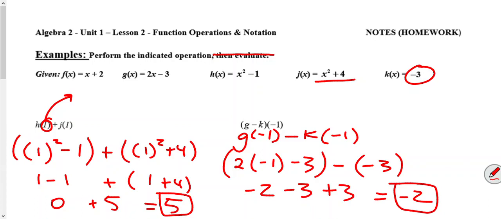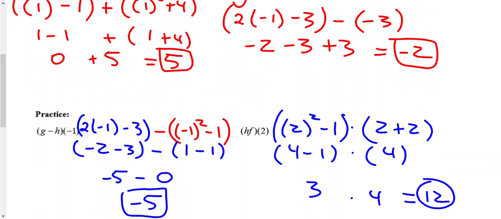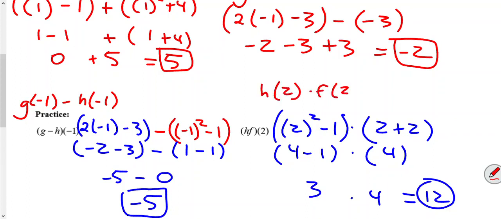There's a couple of operations to try below this. Go ahead and pause the video and try these, and I'll have the answers when you come back. So g minus h of negative 1, again, is the same thing as g of negative 1 minus h of negative 1. You should get negative 5 as your result. h times f of 2 is the same thing as h of 2 times f of 2. You should get 12 as your result.